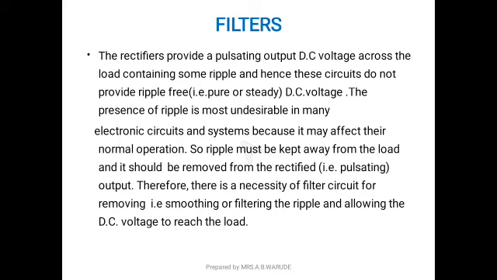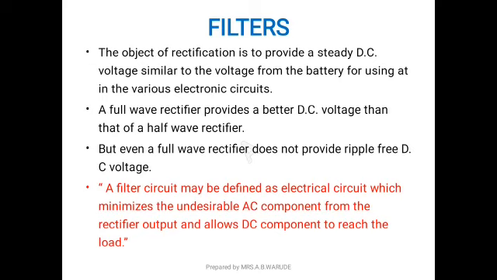So ripple must be kept away from the load, and it should be removed from the rectifier's pulsating output. Therefore, there is a necessity of a filter circuit for removing or filtering the ripple and only allowing the DC voltage to reach the load. The object of rectification is to provide a steady DC voltage similar to the voltage from a battery for use in various electronic circuits.